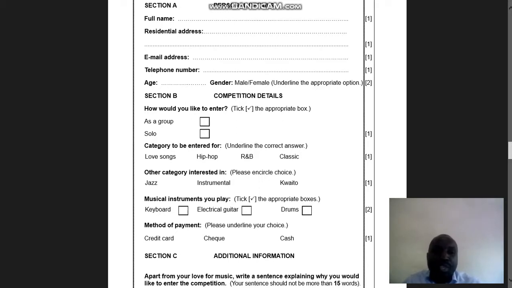The same applies. Method of payment, please underline your choice. When you read that information which you are given, is Peter going to pay using credit card or check or cash? Again, you must make use of the information. Then from there, you underline.